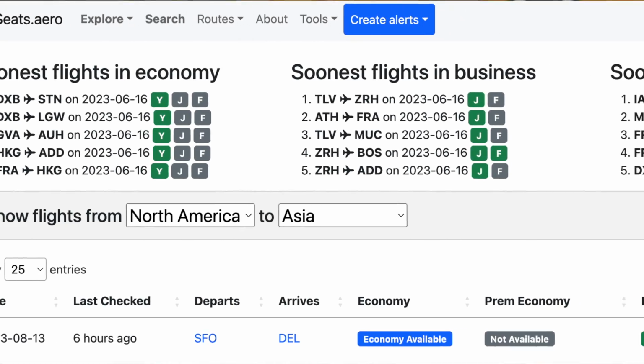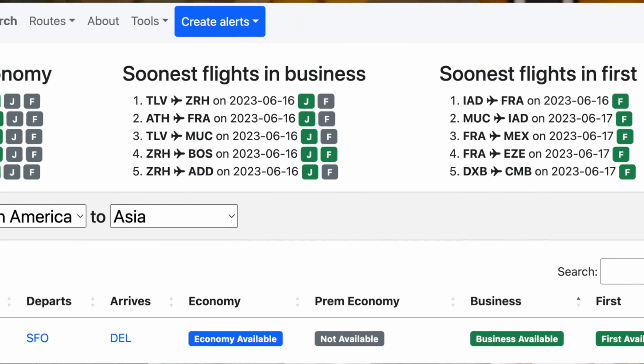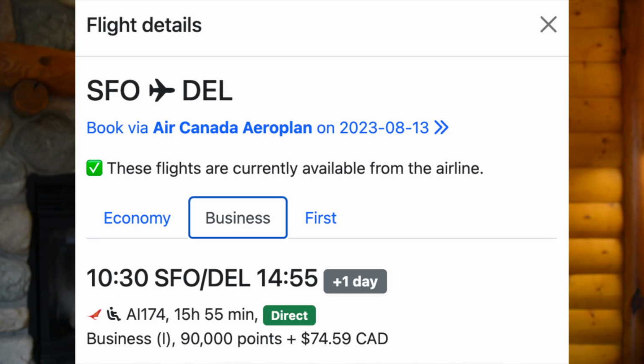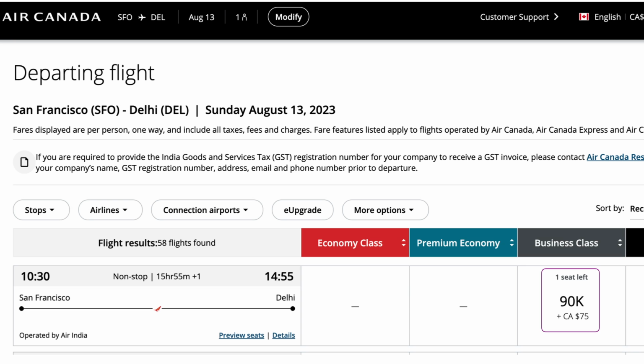I was looking at the flights that were 60 days out, so sometime in August, and you can see there is award availability for a flight originating from SFO and going to Delhi across multiple classes, but we'll choose the business class. If you see the details of the flight, it's an Air India flight that goes from SFO to Delhi. Now, Air India isn't the best product out there, but if you're flying that long a distance, it's about an 18-hour flight, having a lie flat seat can be a game changer. And what you need to pay for this flight is about 90,000 Aeroplan points, and then 75 Canadian dollars.